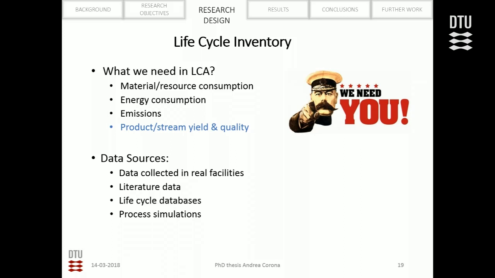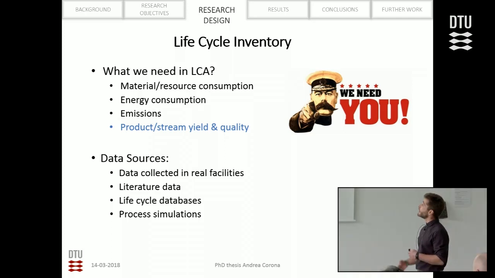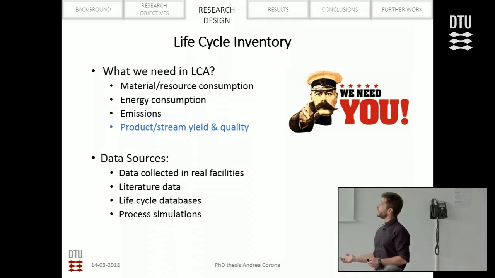Okay, so for the inventory in LCA, we generally need, as the classic, material and resource consumption for this process, the emissions, the energy consumption, but also, in the case of biorefinery, it's interesting to look also at the products and the streams within the biorefinery, the yield and also the quality of it, because they will be highly relevant to understand how much and which type of conventional product we are replacing.